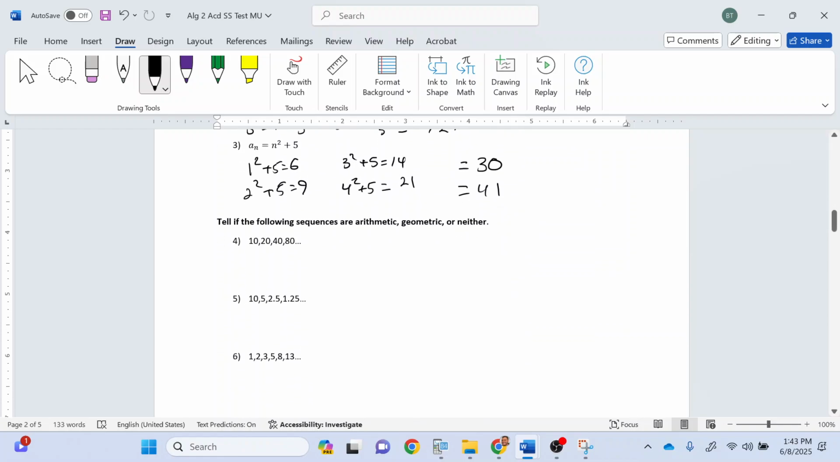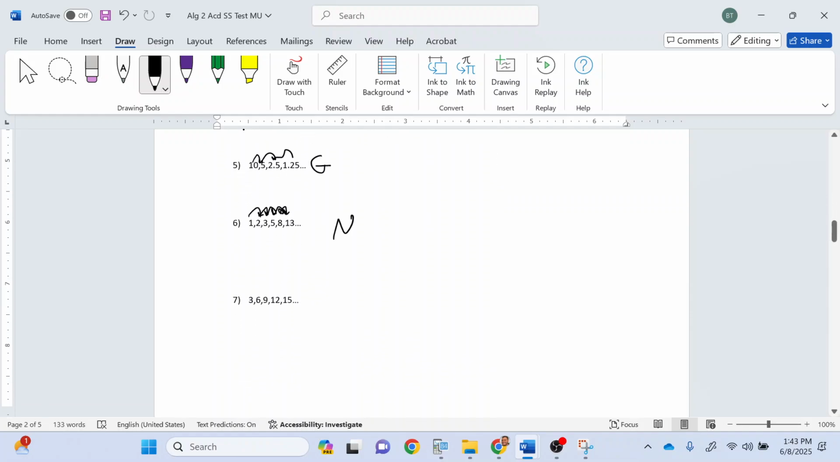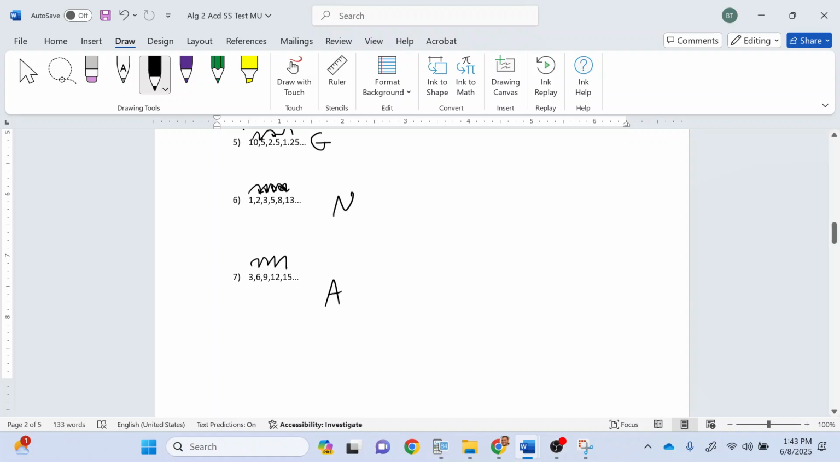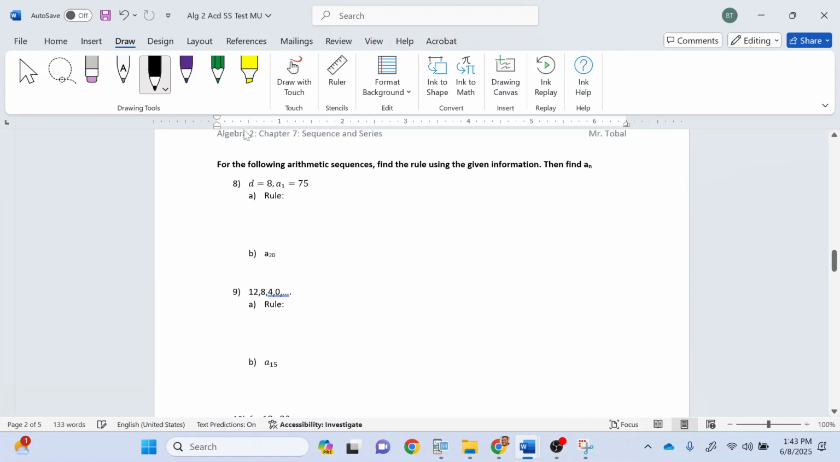Tell me if the sequence is arithmetic, geometric, or neither. So in this case, it looks like a times 2, times 2, times 2. That's geometric. Over here, it looks like a divide by 2, divided by 2, divided by 2. That's also geometric. Over here, it's add 1, add 2, add 3, add 5, whatever the previous two are. So in this case, this is neither. Arithmetic has to be the same number every time. Geometric has to be the same number every time. Oh, over here, plus 3, plus 3, plus 3, plus 3. That's arithmetic. All right, next one, we're going to find the rules, okay?